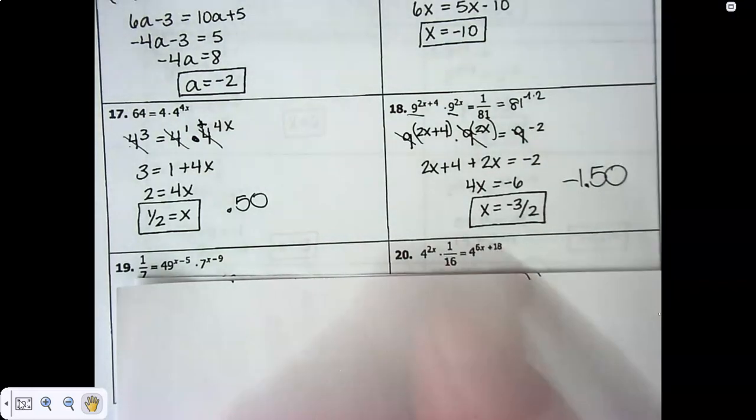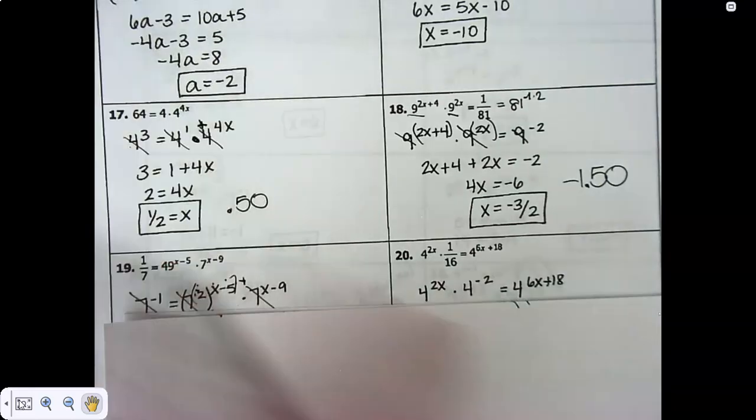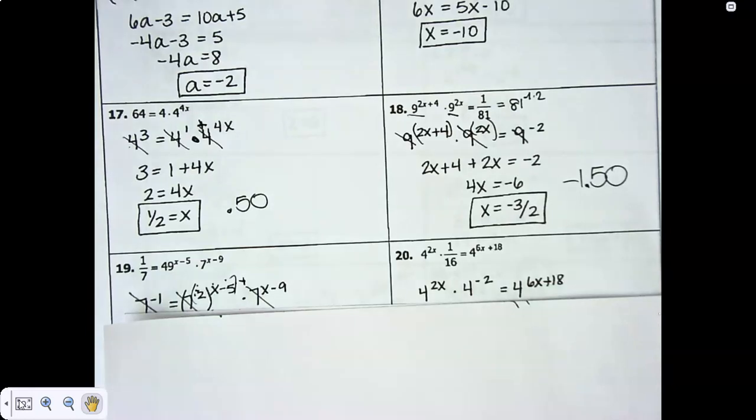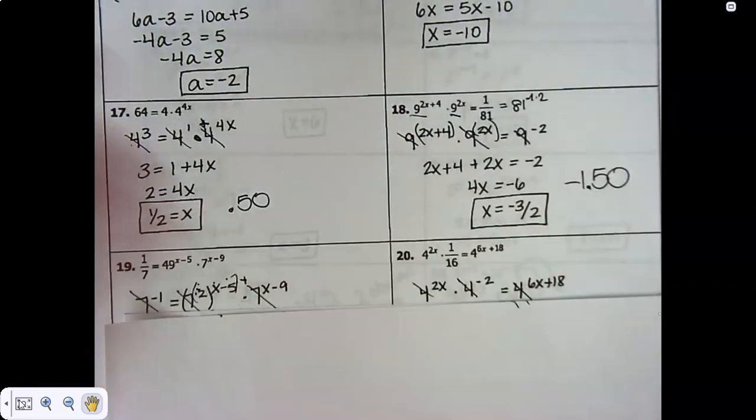Well, how do you get a 16 with a 4? That's going to be 4 squared. But since it's on the bottom, it's going to be 4 to the negative 2 power, which you see right here. 4 to the 2x in the beginning is still 4 to the 2x because I had that base. And this had that base right there that I wanted, a 4. Now that I have all my terms with the same base, I can go ahead and just drop that base.